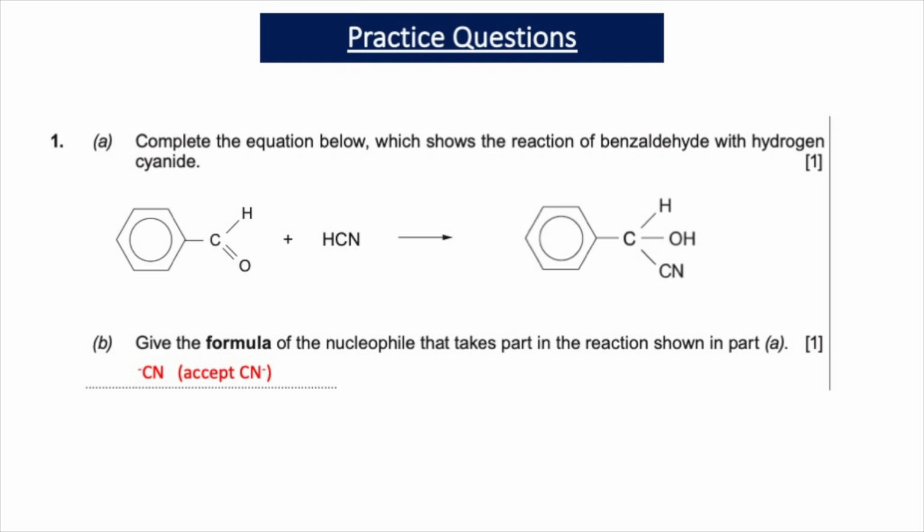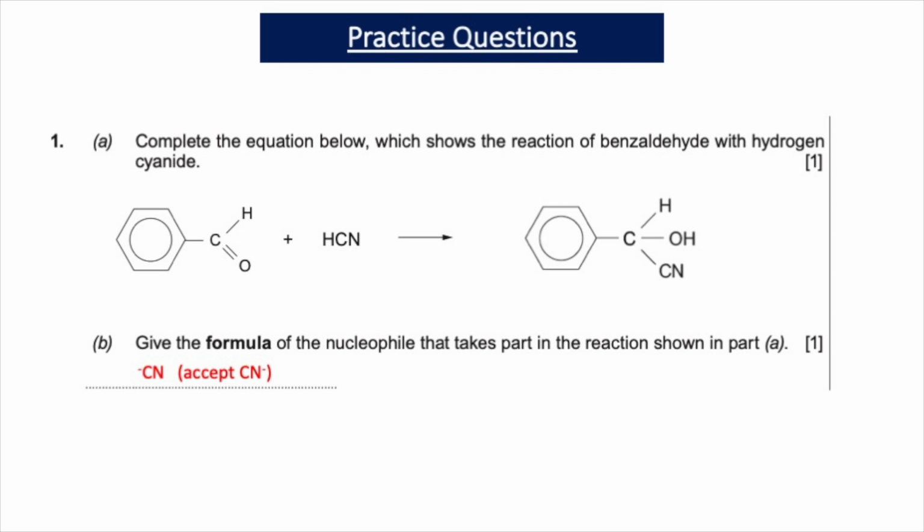So in question 1, you're asked to complete the equation below, which shows the reaction of benzaldehyde with hydrogen cyanide. Now, benzaldehyde is an aldehyde because it contains a benzene ring attached to a C double bond O and a H. And when you add hydrogen cyanide, the hydrogen cyanide adds across the double bond that breaks. So all you have to do is break the double bond. You put the hydrogen next to the oxygen to make an OH, and the cyanide adds on, so you're left with a benzene ring attached to a carbon which is bonded to an OH, a hydrogen and a cyanide group.